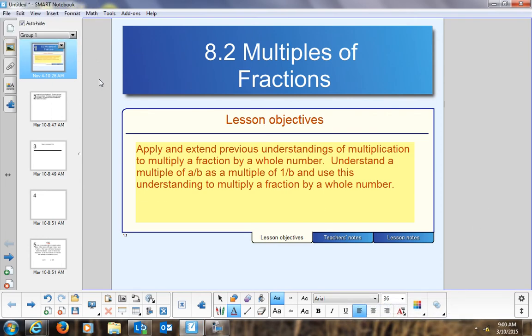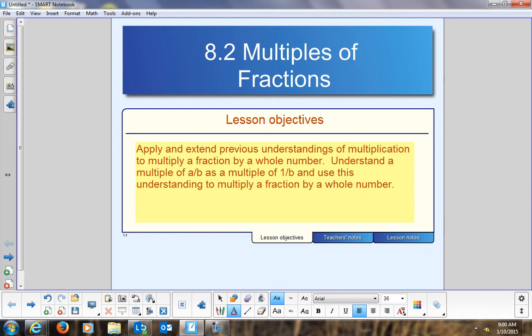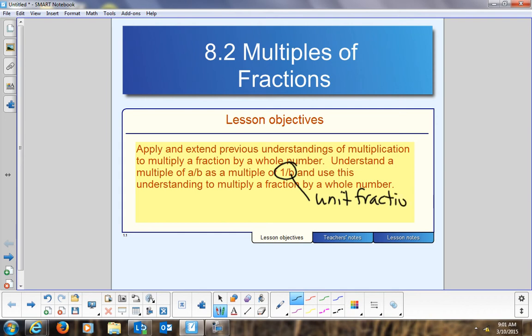All right. So, our lesson objective is to apply and extend previous understandings of multiplication to multiply a fraction by a whole number. Okay, so we're going to take a whole number and we're going to multiply fractions now. All right, we're going to understand a multiple of a/b as a multiple of its unit fraction, which is 1 on the top as a numerator and then the fraction on the bottom. And use this understanding to multiply a fraction by a whole number. Okay, so really important that you remember this is a unit fraction because you're going to use these for this lesson. And then multiples, which we'll go over again in a minute.